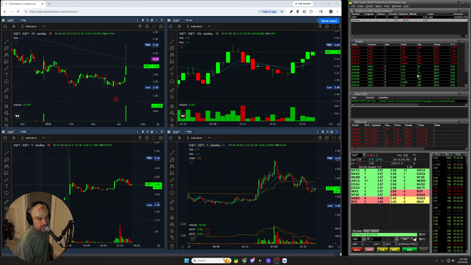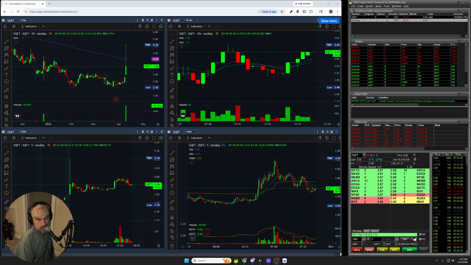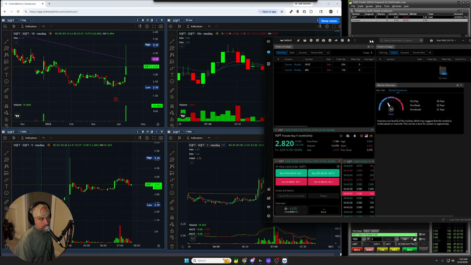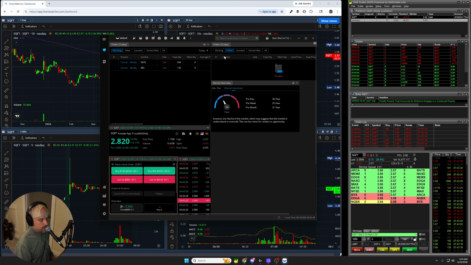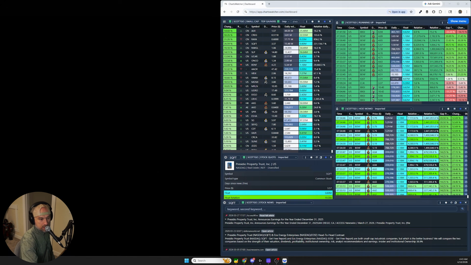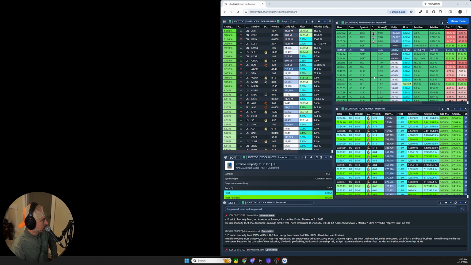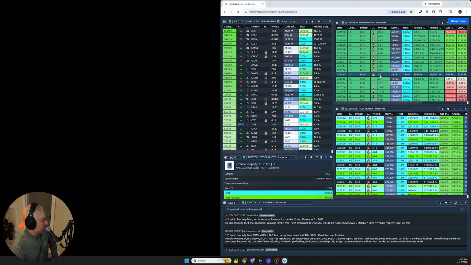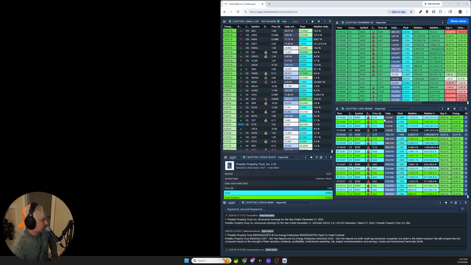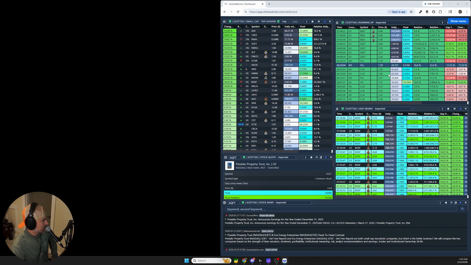The stock was SQFT. I did not mean to enter in on this stock. I was actually loading up Webull to do a small trade on this stock, because on the scanner, when I logged in, it was one of the only ones. Can I show it now? I think it was on this. I don't remember exactly where it was on the scanner.